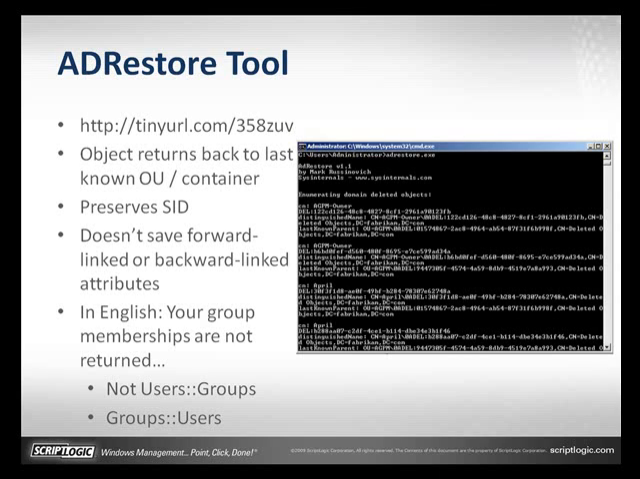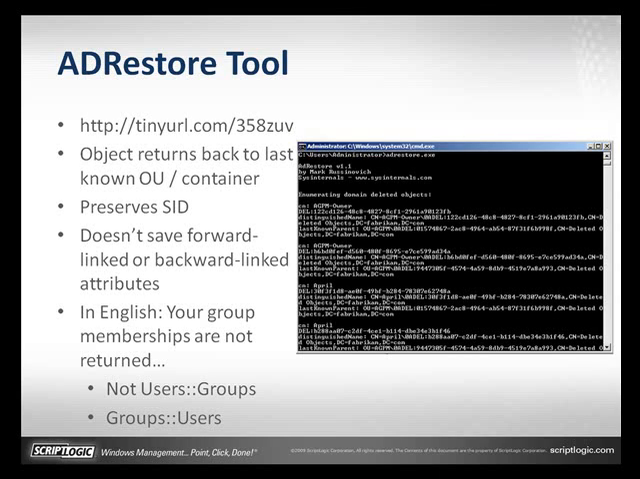Cool, sounds great, and it actually does restore them. It returns the object back to the last OU or container. That's cool. It preserves the SID. What's not to like? That part's pretty cool, so they can make contact back to their files. But it doesn't save forward link or backward link attributes.